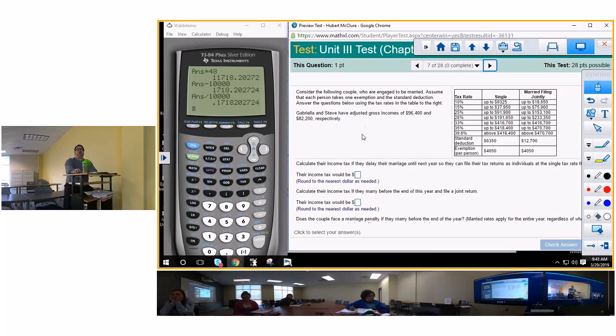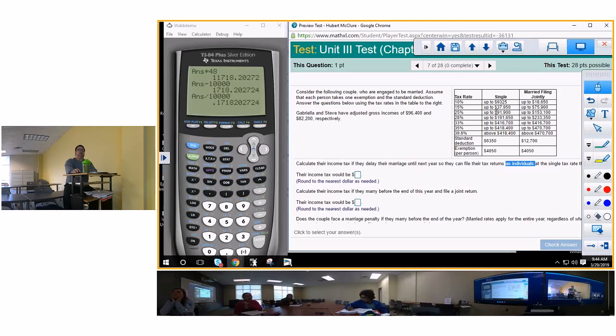Okay, look at this one, write this one down. Consider the following couple who are engaged to be married. Assume that each person takes one exemption and the standard deduction. So you need to add these two together, whichever one they decide. Gabriella and Steve have adjusted income of $96,400 and $82,200 respectively. Calculate their income tax if they delay their marriage until next year so they can file their returns as individuals. So that means crank it through as single first.